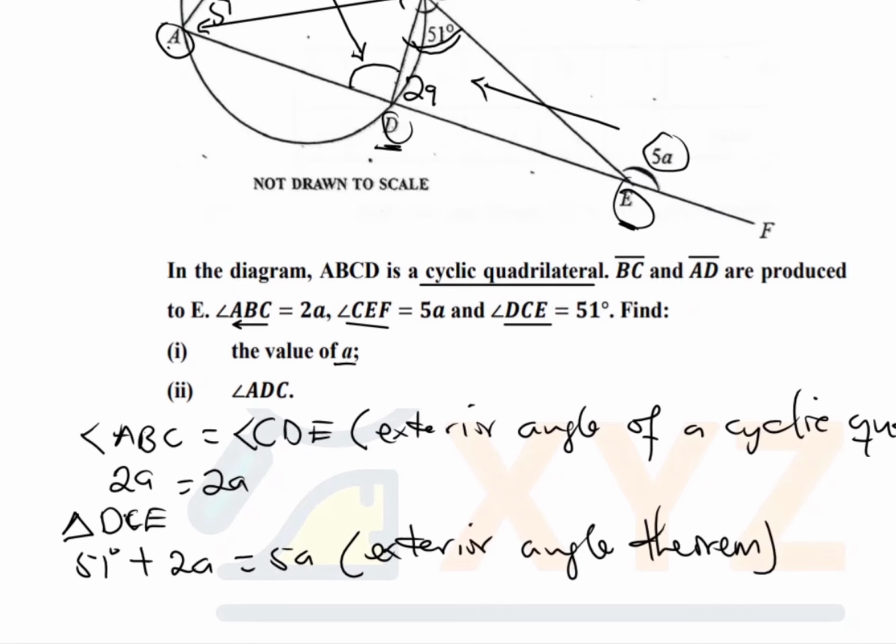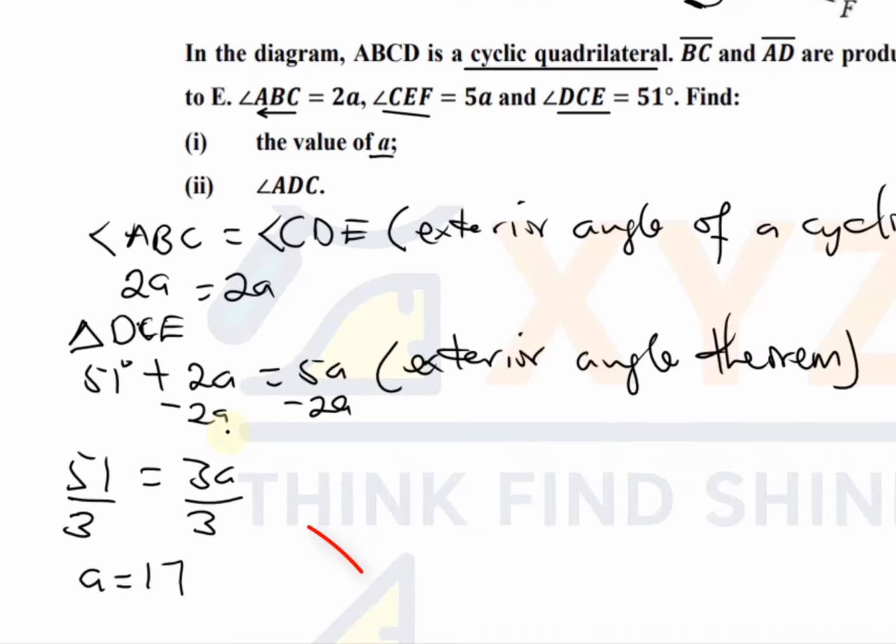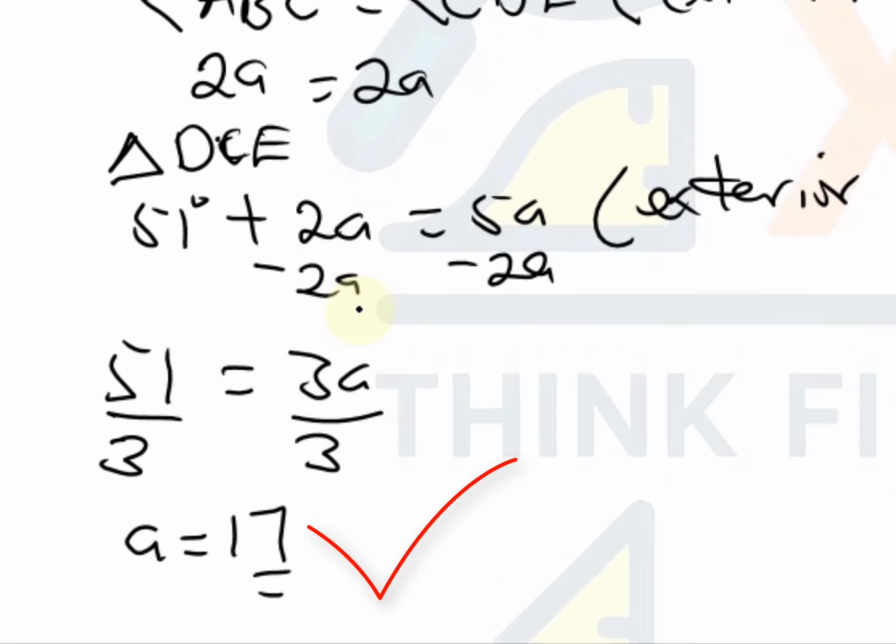Then by solving for A, we subtract 2A from both sides of the equation. This gives us 51 is equal to 3A. Then we divide both sides by 3, and we have A to be 17. So we have been able to find the value of A.